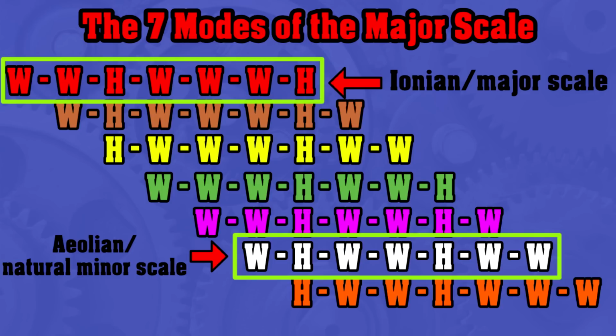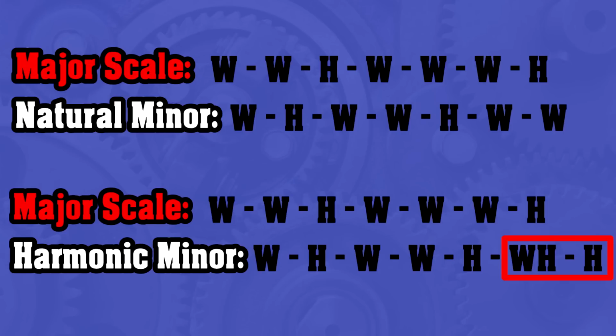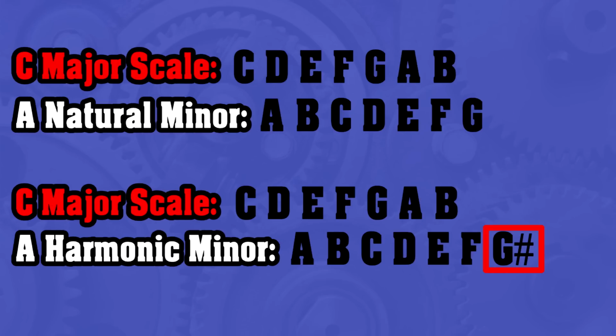The natural minor scale, otherwise known as the Aeolian scale, is simply a mode of the major scale. However, the harmonic minor scale is not a mode of the major scale, because the intervallic structure between notes has been altered at some point in the loop. For example, comparing the notes of the C major scale and the A natural minor scale, you have the same set of 7 notes. But when you look at the notes of the C major scale compared with the A harmonic minor scale, you see that you have 2 different sets of notes.